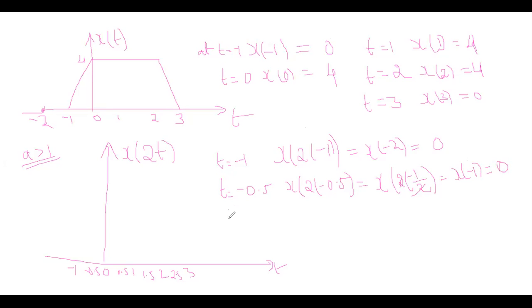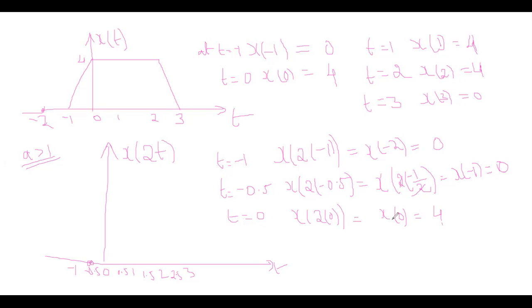Similarly, when I'm taking t is equal to 0, x of 2 into 0, I'm substituting the 0 here. So x of 2 into 0 is x of 0. What is the value of x of 0 in the given signal? X of 0 is a 4. Okay, means at t is equal to -0.5, we got x of -1 is a 0. This value is a 0 here.